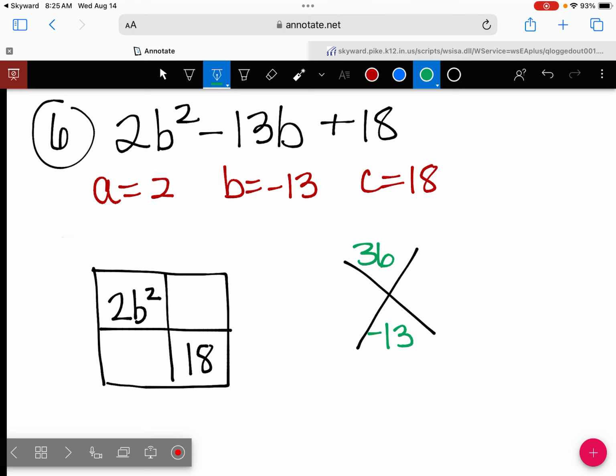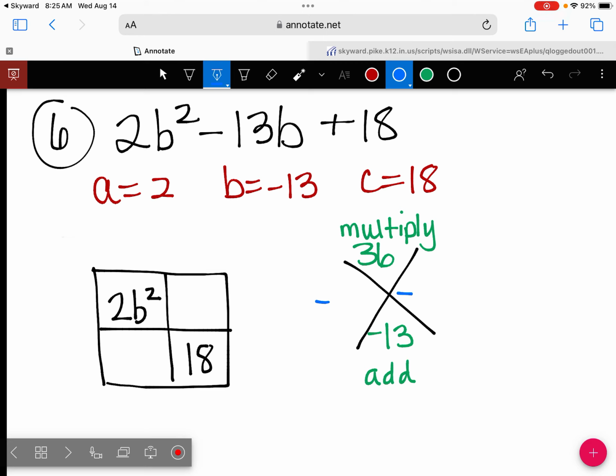B is negative 13. Don't say it out loud, but I want you to look at your chart. Try to find your two numbers that multiply to be a positive 36 and add to a negative 13. And I'm going to give you a hint. Both numbers have to be negative. That's the only way that you can get a positive on the top and a negative on the bottom. So you got to find two numbers that multiply to be a 36 but add to a negative 13.